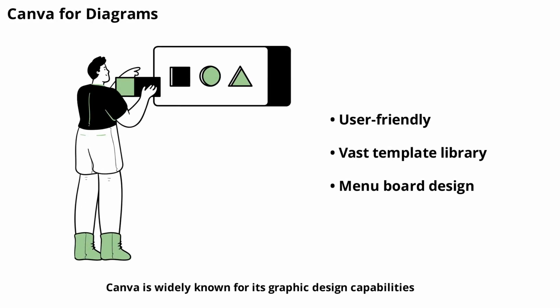Canva is widely known for its graphic design capabilities, but it's also a great tool for creating simple diagrams and layouts. With its user-friendly interface and a vast library of templates, you can quickly design seating charts, workflow diagrams, and even menu boards.